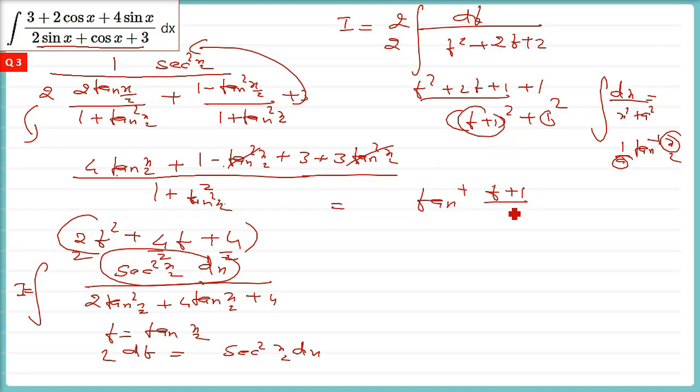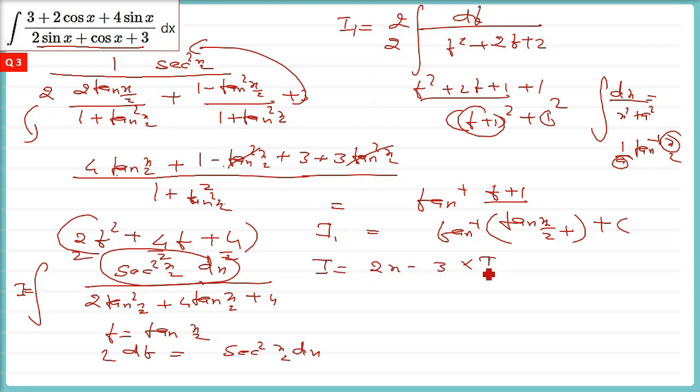And what is t plus 1? What was t? T was tan x by 2, if you remember. So you can just write tan inverse tan x by 2 plus constant of integration. This is your I1, remember? I told you I was equal to 2x minus 3 into whatever comes in I1. I1 was what? I'm writing the final answer now. 2x minus 3 whole term you can write, tan inverse tan x by 2 plus 1 plus c.